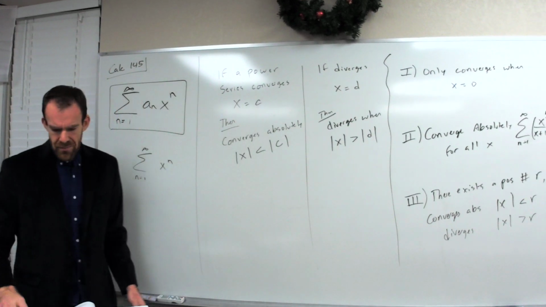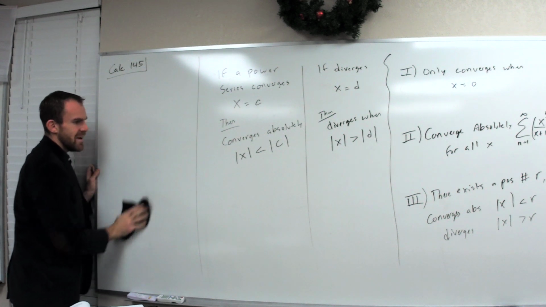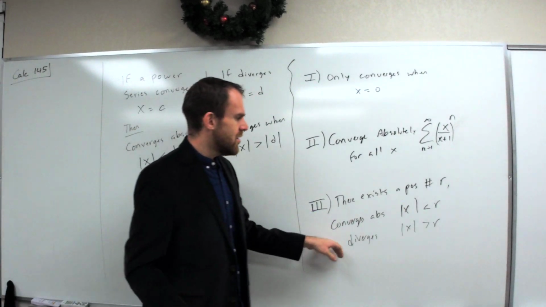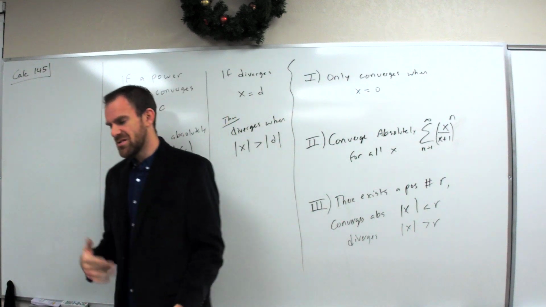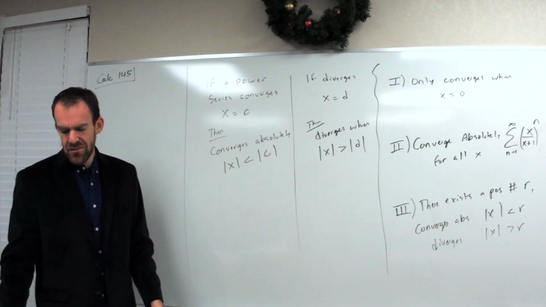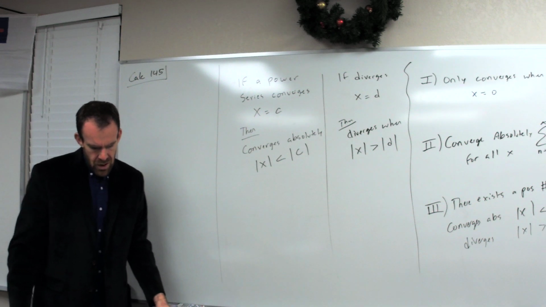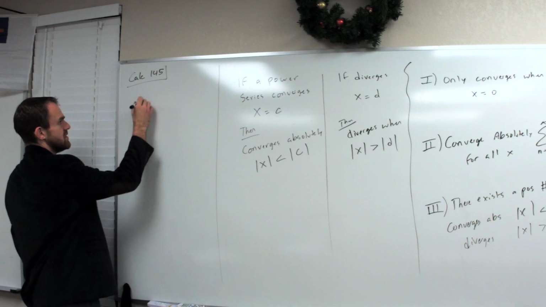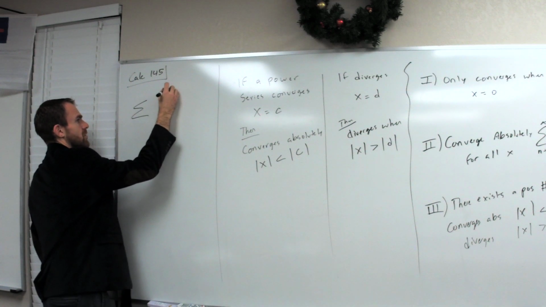So let's try a couple and we'll see if it works. Now the idea is that if you are falling into this third category, you're going to have to find that r. So you're going to give the interval of convergence. That's basically saying it's going to converge around these numbers. So our first question is, find the interval of convergence of the power series, the sum of x to the n over n factorial.